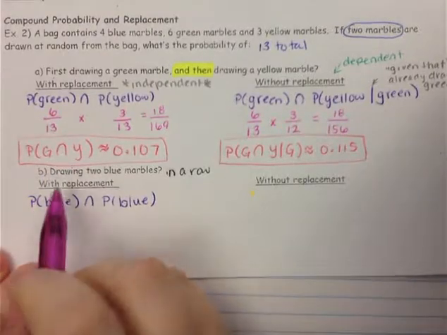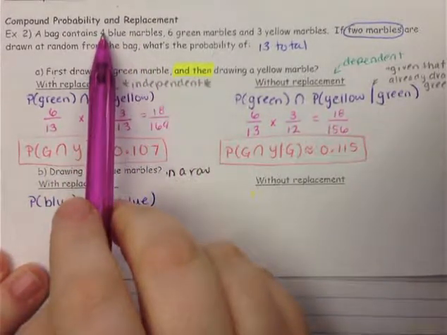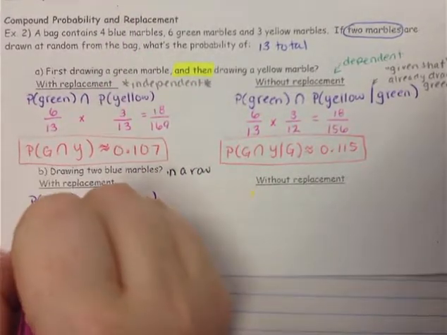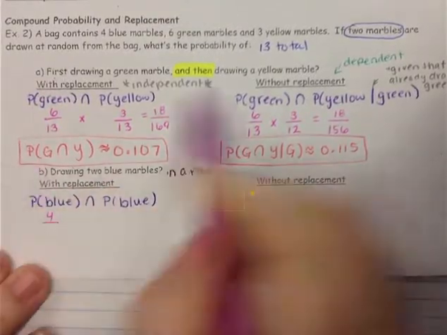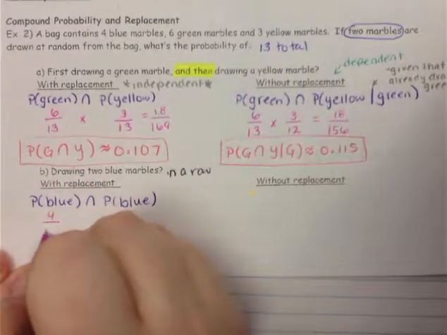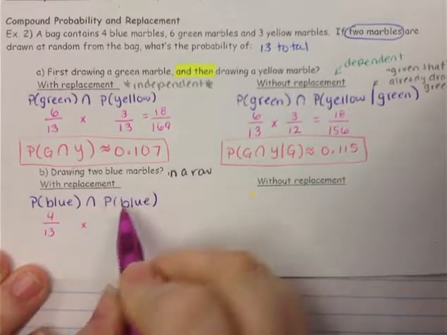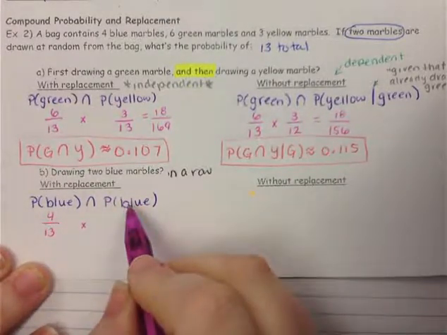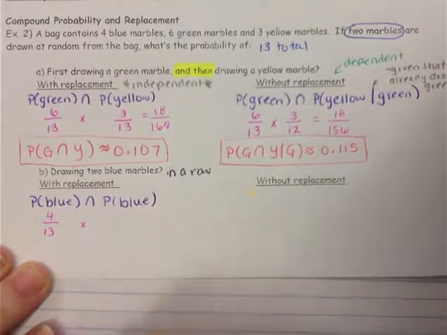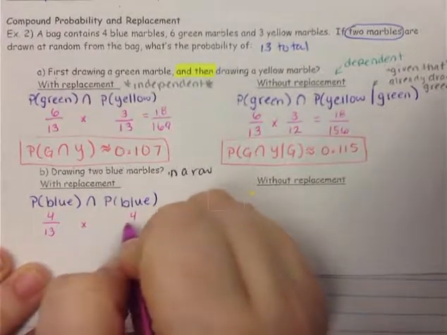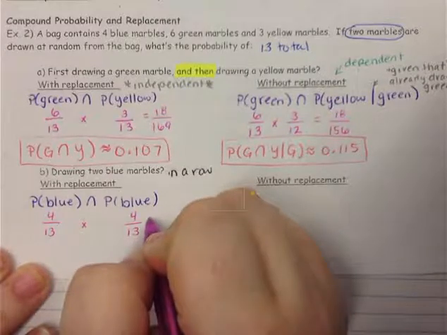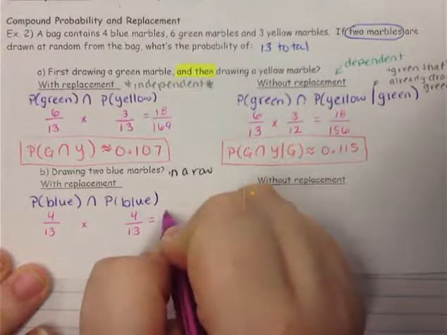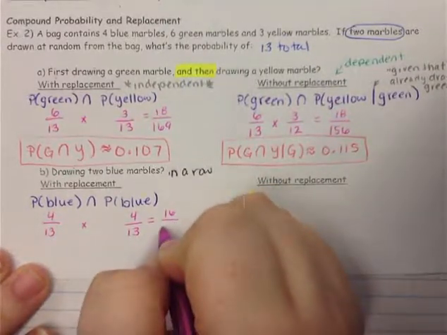So the probability of blue, up here there are 4 blue marbles out of 13 total marbles. Times, because we replaced it, nothing changed from my first one. So I put that blue marble back, so I still have 4 blue marbles in the bag, and I still have 13 marbles total. So that would be 4 times 4 is 16, out of 13 times 13 is 169.